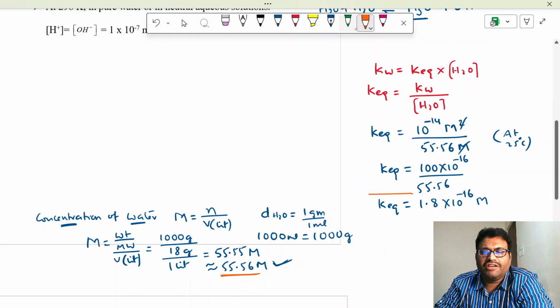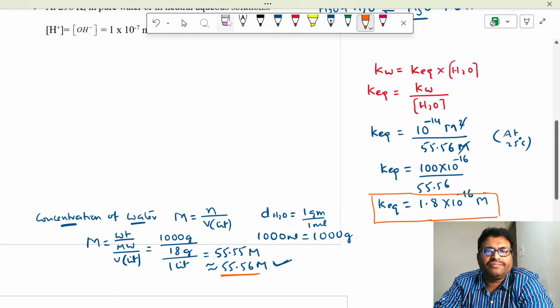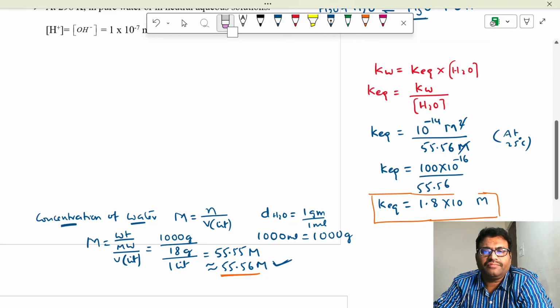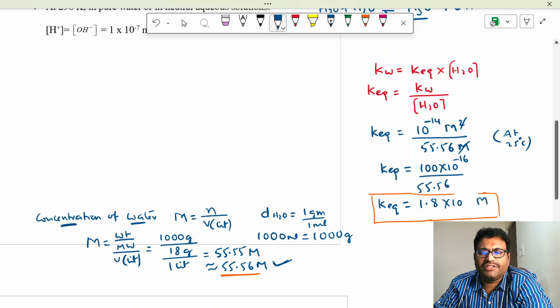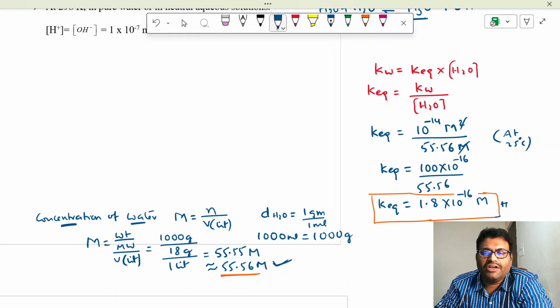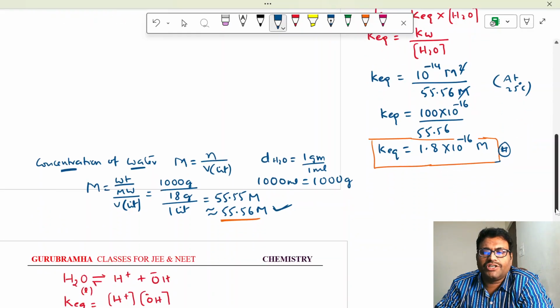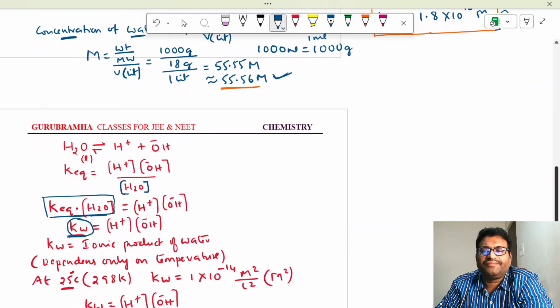What is the equilibrium constant of water? What is its value? Its value is 1.8 into 10 power minus 16. So this one is a competitive examination question. We need to remember that. Okay.